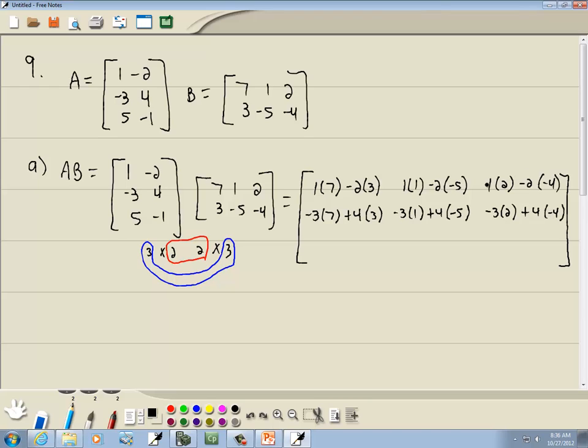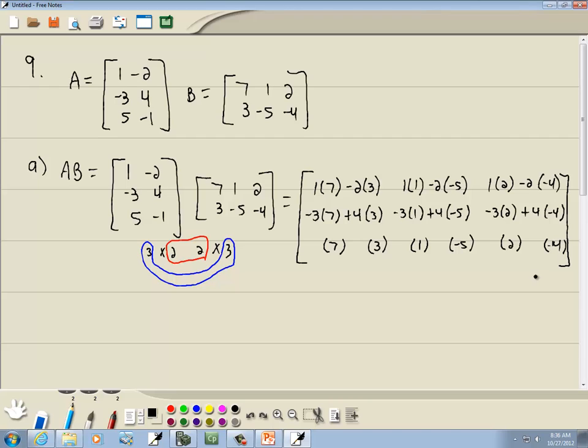Now you're going to see a pattern here that'll help simplify this. See how we got 7 here, 7 here, 3 here, 3 here, 1 here, 1 here, negative 5 here, negative 5 here, 2, 2, negative 4, negative 4. If you don't see a pattern develop, that means you got one of your numbers wrong. So I don't know about this next one, but I know what these are going to be.